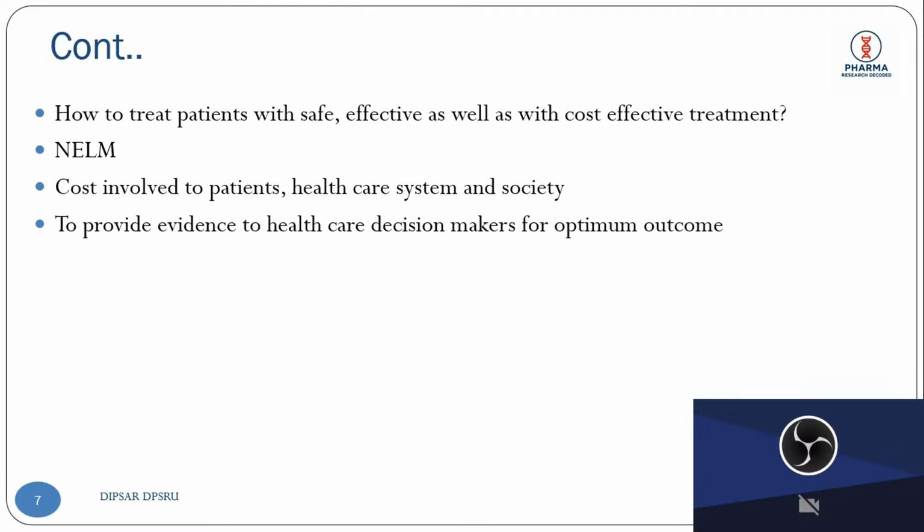So these costs involved to the patient's healthcare system and society, and to provide evidence to the healthcare decision makers: which medicines you have to include in the essential list of medicines, which medicines you have to exclude, which medicines you have to replace. So who will guide? These pharmacoeconomic studies will help the policy maker as well to include or to remove medicines in the essential list of medicines, right? So that is also one of the things which highlighted the importance of pharmacoeconomic studies.